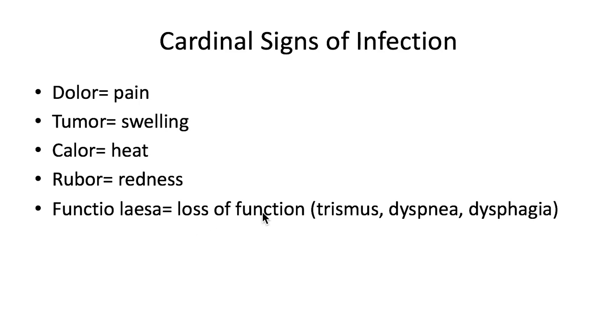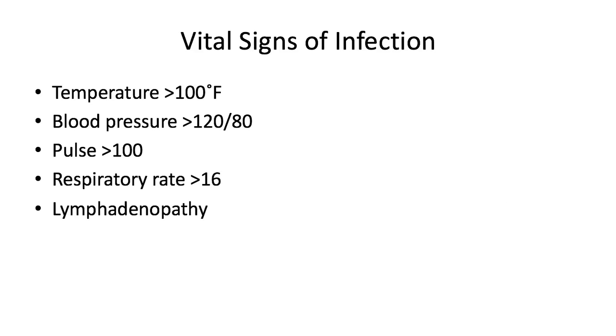So this is referring to things like trismus, which is lockjaw, dyspnea, difficulty breathing, dysphagia, difficulty swallowing, dysphonia, difficulty talking, and things like that. So lots of function loss can be attributed to a spread of infection. These first four are probably things that might sound familiar from previous lectures that we've done.